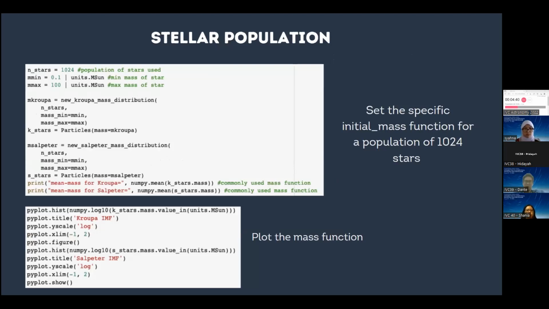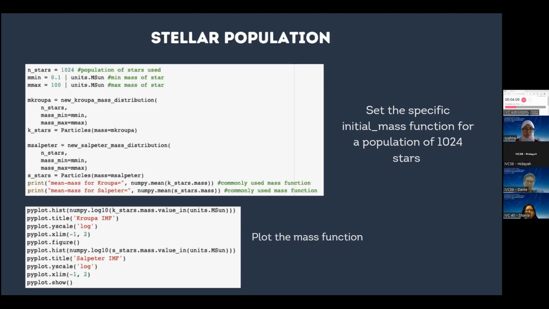Okay, setting the stellar population. The number of stars we are using is 1024, and the minimum mass of the star is 0.1 solar mass, and the maximum is 100 solar mass. And we are using two different mass distributions, which are the Kroupa and Salpeter. And then we'll print the min mass for Kroupa and Salpeter. Kroupa and Salpeter are commonly used mass functions.